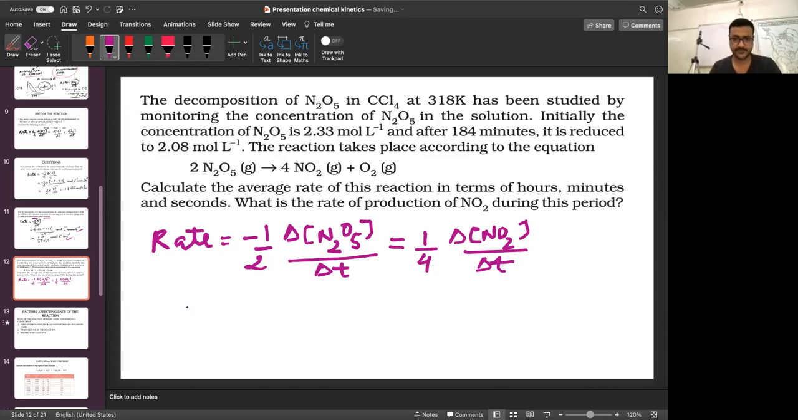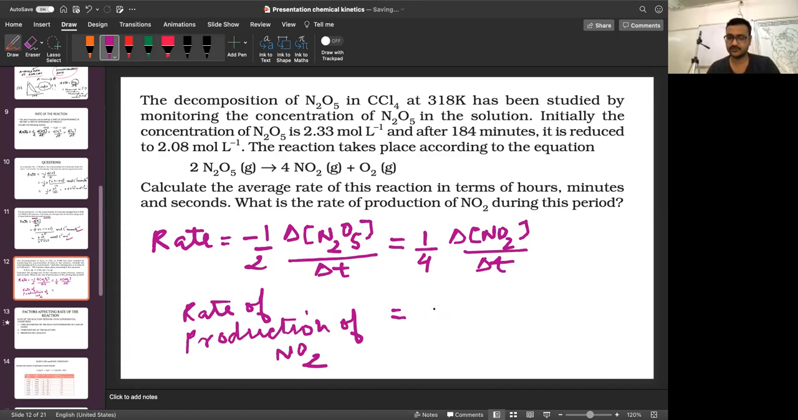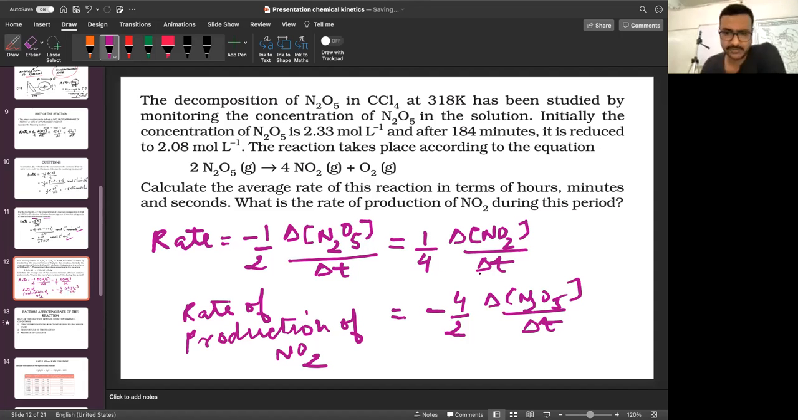So it is simple. Rate of production of NO2 will be equal to minus 4 by 2 delta N2O5 by delta T. You can use it, or you can directly multiply the rate of decomposition of N2O5 with 2 to get the answer. Any queries?